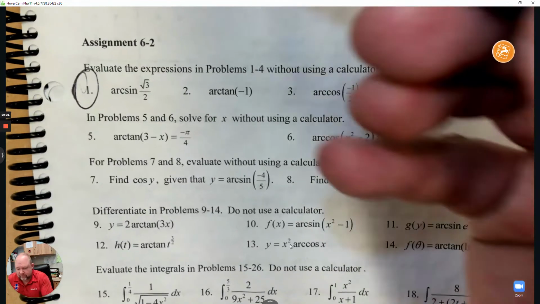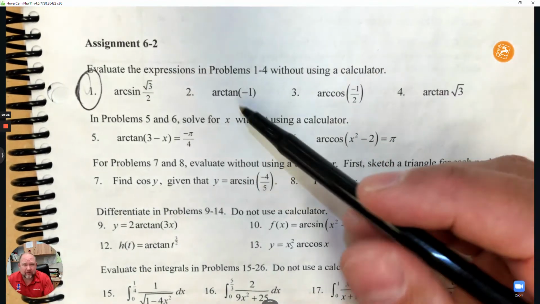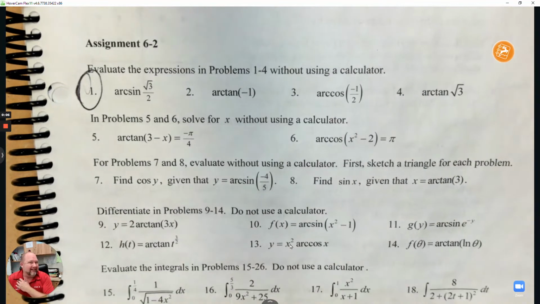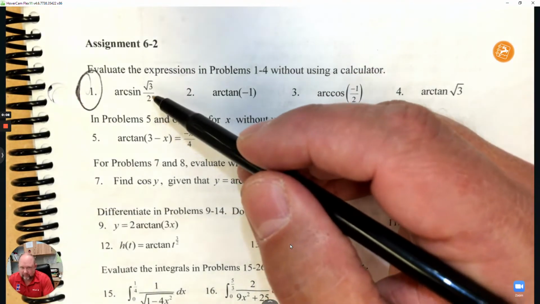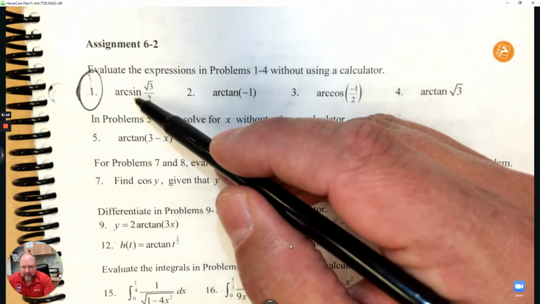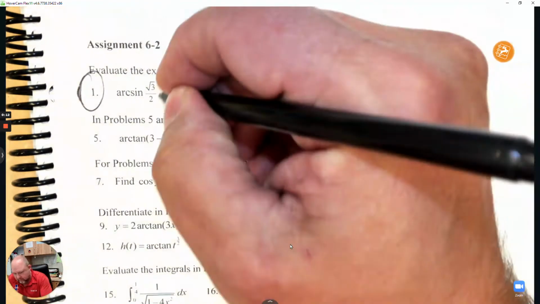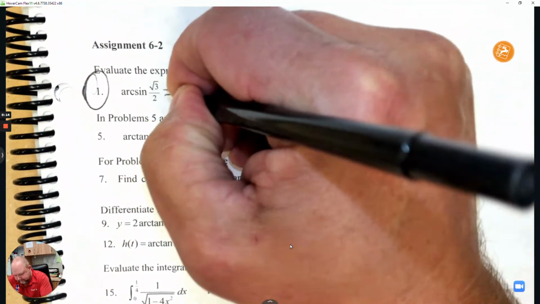All right, assignment 6.2, inverse trigonometry. When we do inverse trigonometry, we're finding the angle that goes with this. So at what angle is the y-coordinate root 3 over 2? That answer is pi over 3.